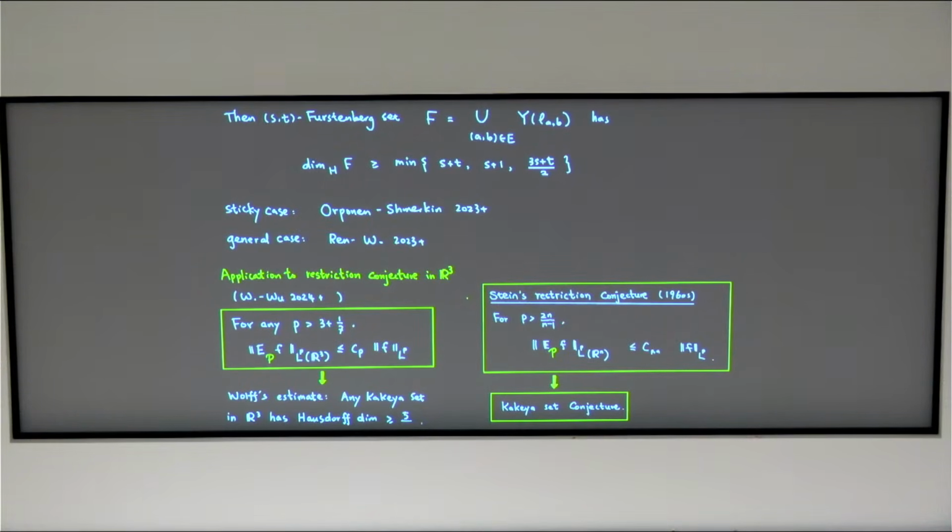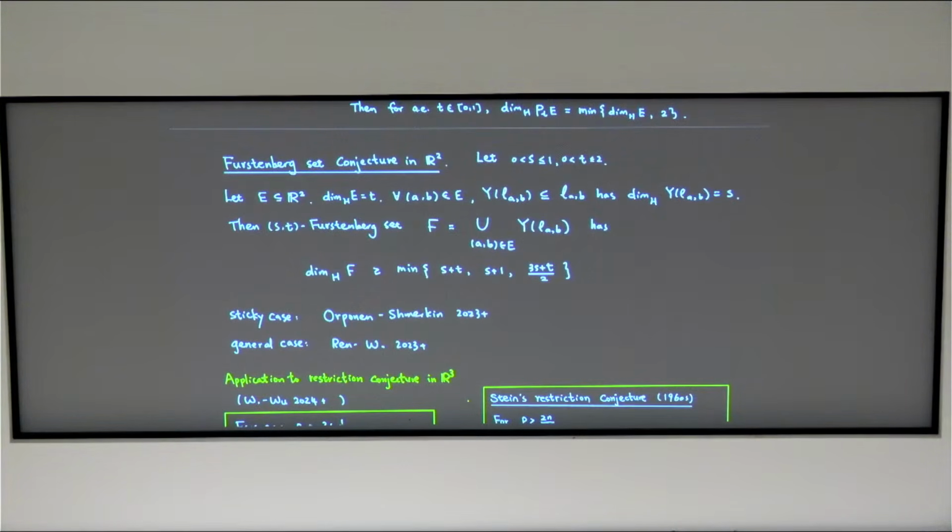That's a good question. No, I don't think so, because in two dimensions the restriction conjecture was proved a long time ago, but this one was only proved a couple of years ago.